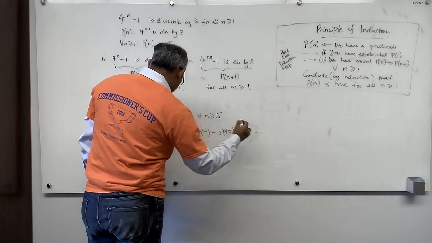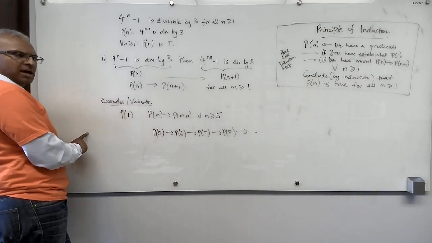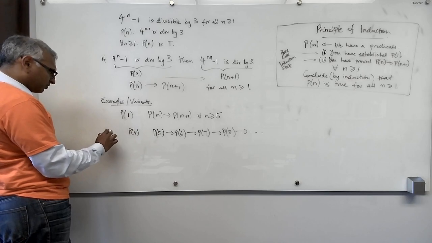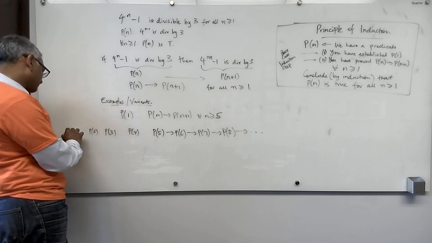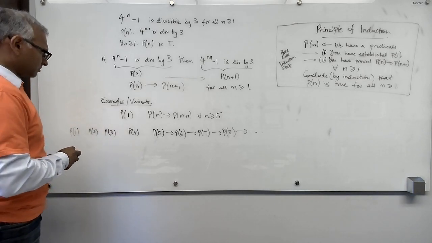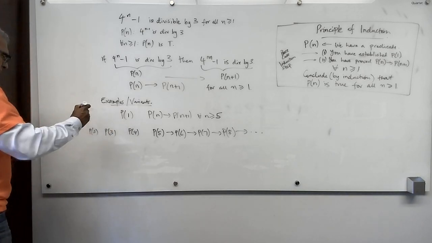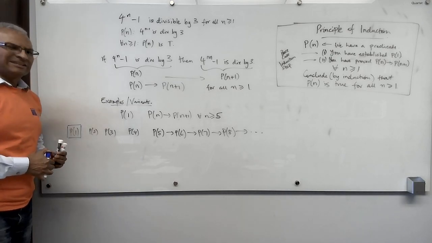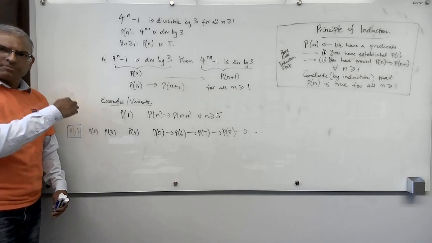And so on. But now here, sitting all alone, hanging around, are P of 4, P of 3, P of 2, and P of 1. Okay. Now, you've also established P of 1. So we'll put that in a blue box here to say that we know that P of 1 is true. But that's not a lot of help anymore. Not like the previous case.